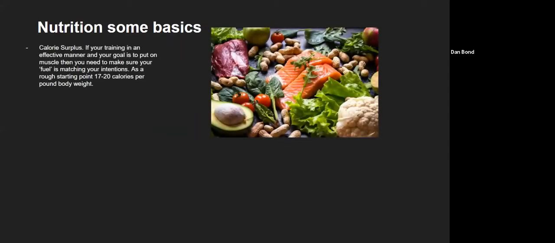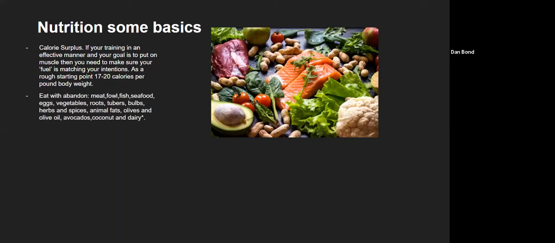Now, calorie surplus. If you're training in an effective manner and your goal is to put on muscle, aka more meat on the meat suit, then you need to make sure your fuel is matching your intentions. As a rough starting point, you're looking at 17 to 20 calories per pound of body weight. Now, I'm going to give you a list of what to eat and what not to eat. It might be controversial, just hear me out to start with.